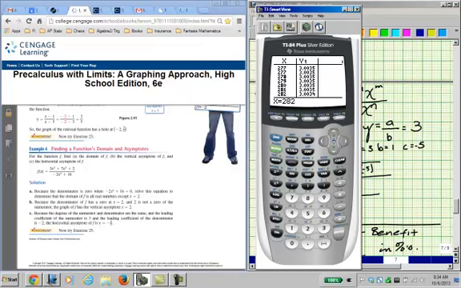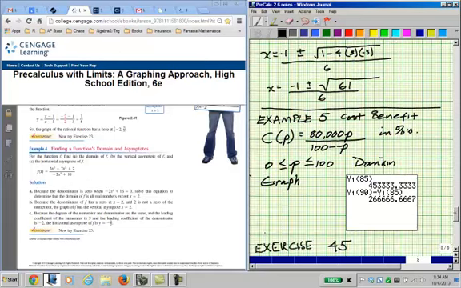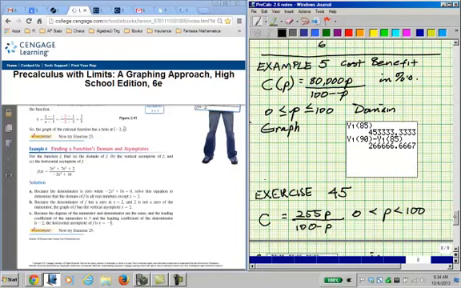Let me stop this a second. Okay, all right, let's go back to here. The final example, we're going to a word problem.